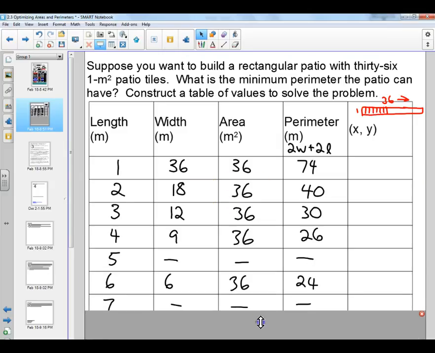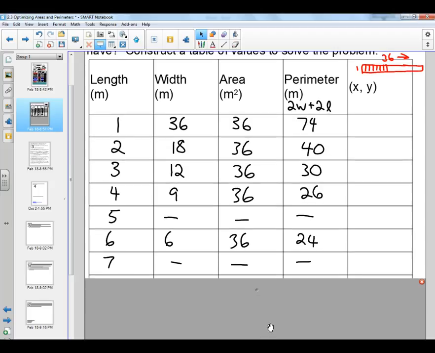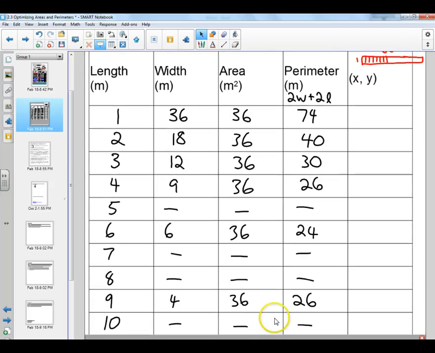All right, so I've put in all the values from 1 as a length up to the maximum of 36, and there's some gaps here. There's some places where we can't fill in a width, because if we're going to use all of the patio tiles, we can't get a side length of 5 or 7 or 8 or 10, because those are not factors of 36. And if we want to use up all the material, then we will omit those.